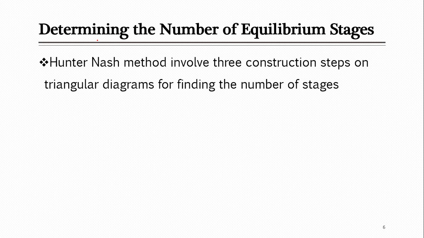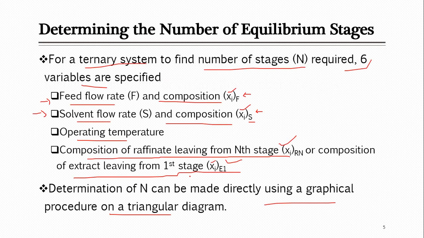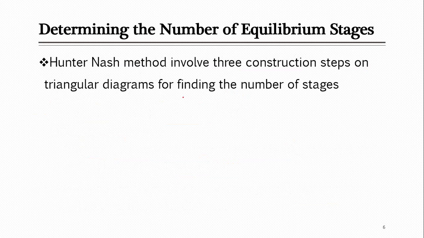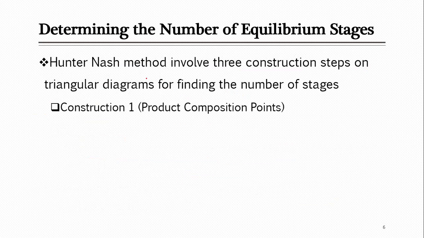So now when you have to determine the number of stages, it involves various steps. I think we have just done up to here in the last lecture. Now, by using this method, which is the Hunter-Nash method, it will involve various stages, and out of those, the first is construction 1. They call it construction 1, construction 2 and construction 3.